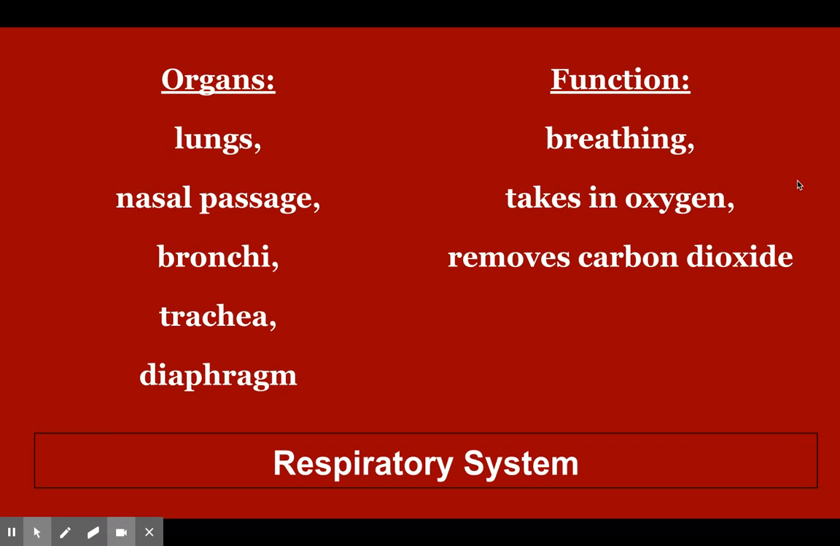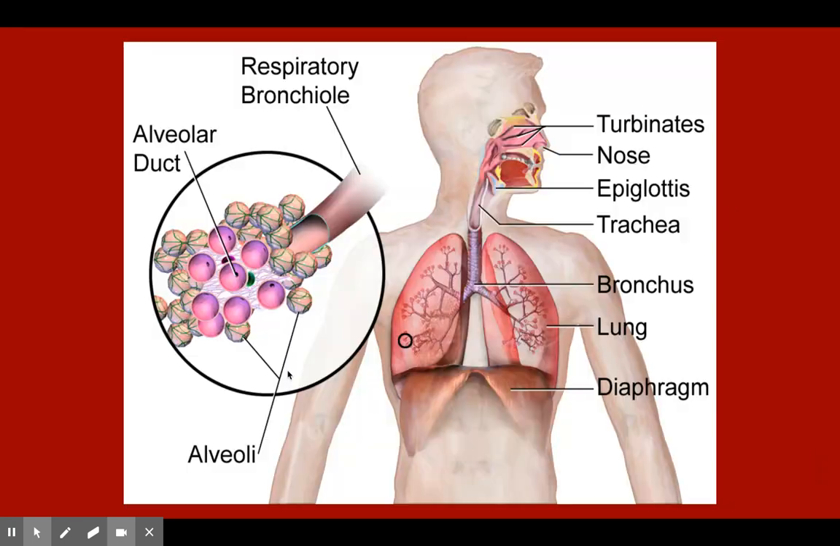Respiratory system. The respiratory system is your breathing system. The function is to let you breathe. You take in oxygen and you remove carbon dioxide from your body. You have your lungs, your nasal passage, which means your nose tube all the way to your lungs, your bronchi, your trachea, and your diaphragm to help control your lungs. So those are the major organs of your respiratory system.